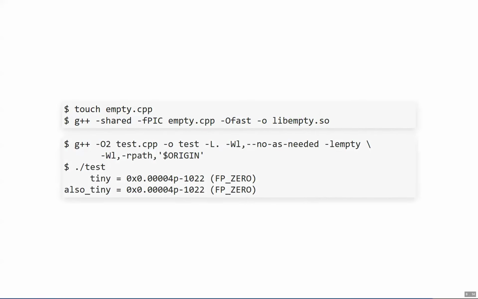Now let's compile our test code again. So we compile it O2. No O fast this time. Test CPP, name it test. You link from the local path, link the empty library, and change run path to origin so that when we run the binary, it will look for the libraries in the local path where it is. Okay, let's run it. But we didn't specify O fast or fast math in our compilation. What happens is that this was propagated from the dynamic library that's empty.